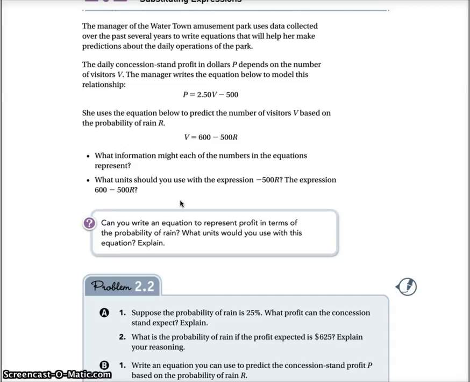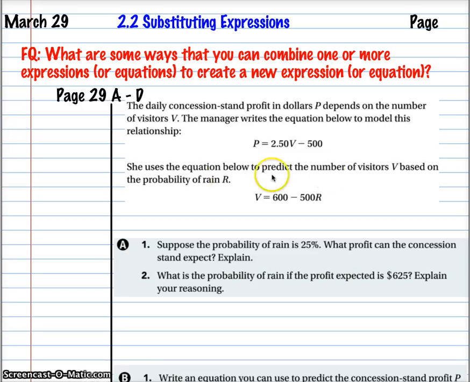Okay, so this is back on our note section. So you need these two equations here. If you don't want to write this whole thing, you could probably just keep it really simple and say P equals profit, V equals visitors, and R equals probability of rain. So I'm going to put percentage of rain. There we go. So I need those three things to make this equation work.